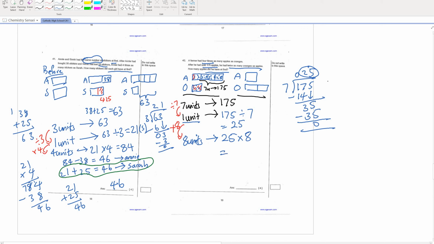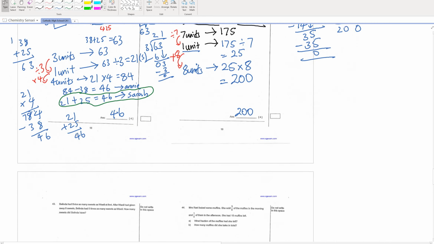What is 25 times 8? 5 times 8 is 40. 2 times 8 is 16. 16 plus 4 is 20. 200 for 8 units. So he had 200 apples at first.